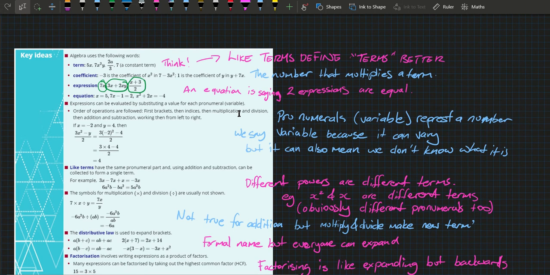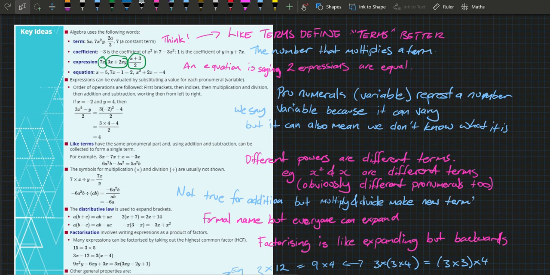Okay. So the key ideas, as I said, we hope these are revision, but I've gone ahead and written a number of things here to be clear, and help me read it out to you now. So a term, when we're talking about algebra, 5x is a term, 7x squared y is a term here. And even 7 is a constant term. These will make more sense as we get onto like terms, of course.